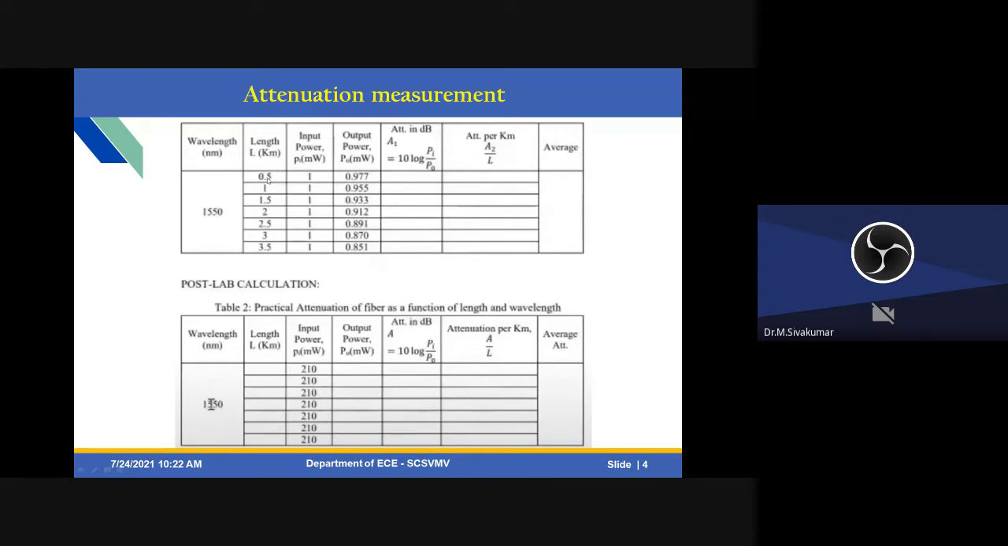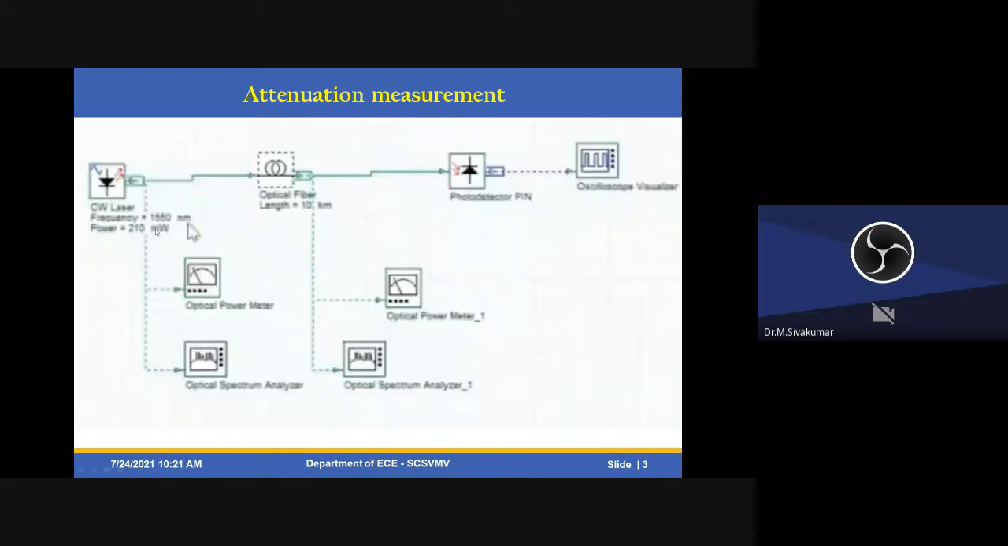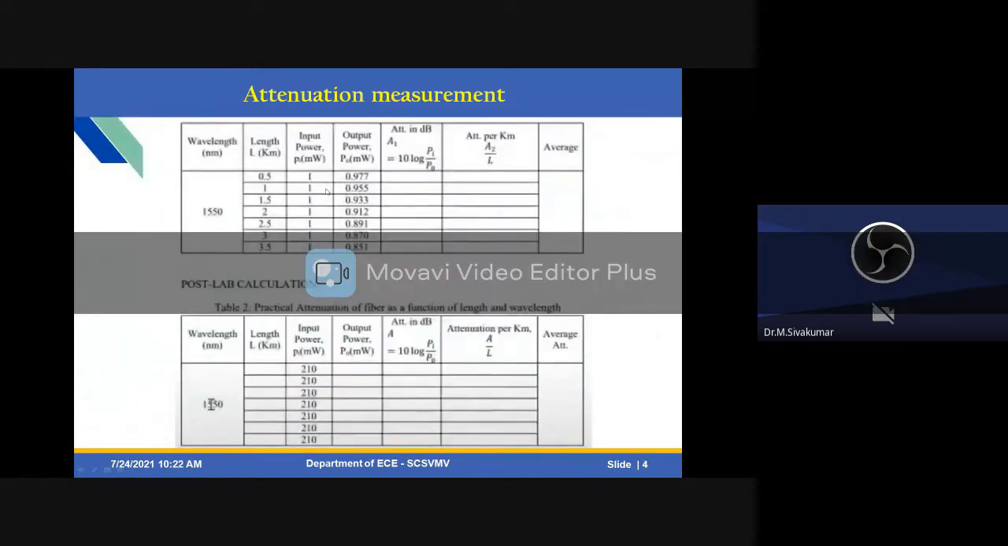First for length 0.5, the input power at the source is 1. This is the pre-lab calculation. This diagram shows the post-lab calculation, that is the practical attenuation. Here the input power is 210. Before you do the experiment, just start with one simple frequency and simple power. Here we calculated the input power as 1. Just calculate the output power by using the optical power meter.